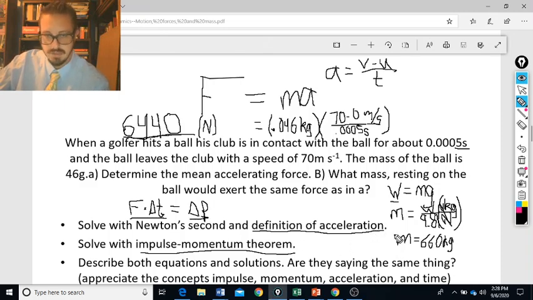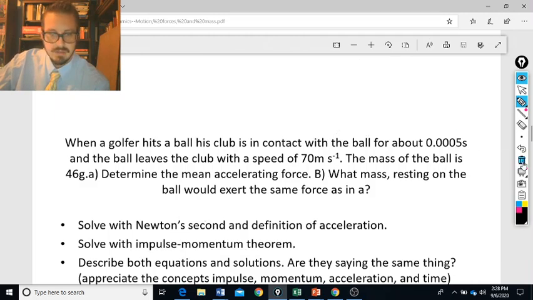So that's just something to look forward to as we continue to study this later on in the year. Let me go ahead and clear this working.